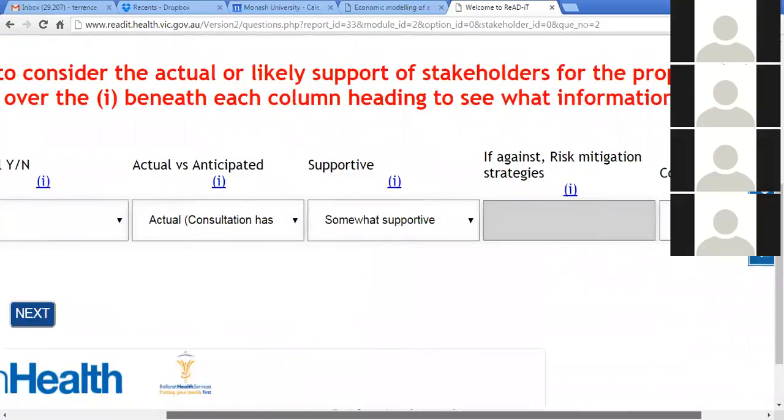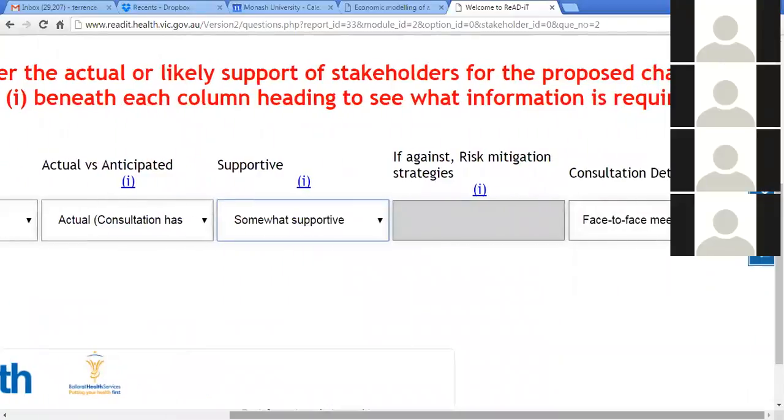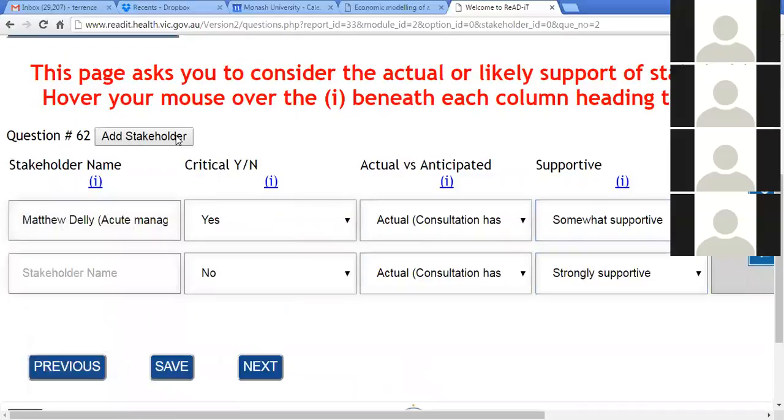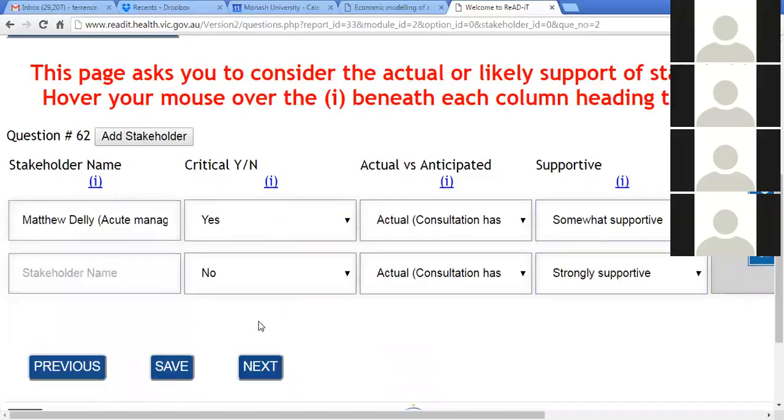Then you get to write down whether they were supportive or not. They can be strongly supportive, somewhat supportive, neutral, somewhat against, or strongly against. And again, this is your subjective opinion here as to their response. If they're against, then you need to enter in a risk mitigation strategy for this stakeholder group. So it can be an individual stakeholder, or it can be a group that is represented by an individual as well. And also some details of the consultation that took place. So here I've said a face-to-face meeting. You can add stakeholders by just clicking on this button. So if I do that now, another box jumps up and you can enter in the details for the next stakeholder group that's involved in this process.